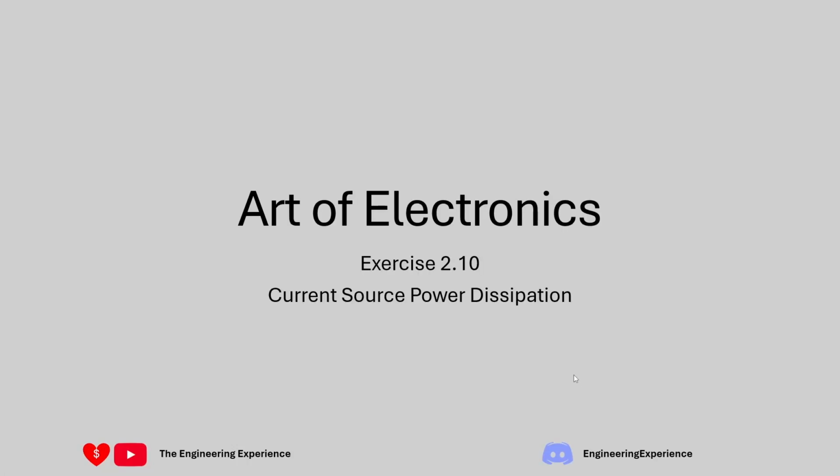In today's video, we are going through Art of Electronics exercise 2.10, and in this exercise we need to calculate the current source power dissipation. We looked at this circuit in more detail in exercise 2.9, so if you haven't seen that video, please go check that out before you go through this video, as that's going to be very important for this question.